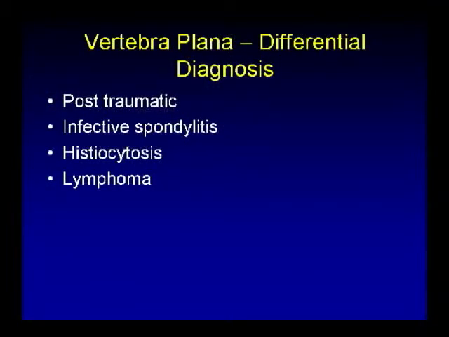This is not specific for lymphoma, although this was a proven case. Other differential diagnosis for vertebra plana in a child would include post-traumatic and infectious spondylitis. Histiocytosis classically presents as vertebra plana, but lymphoma should be included in the differential always.